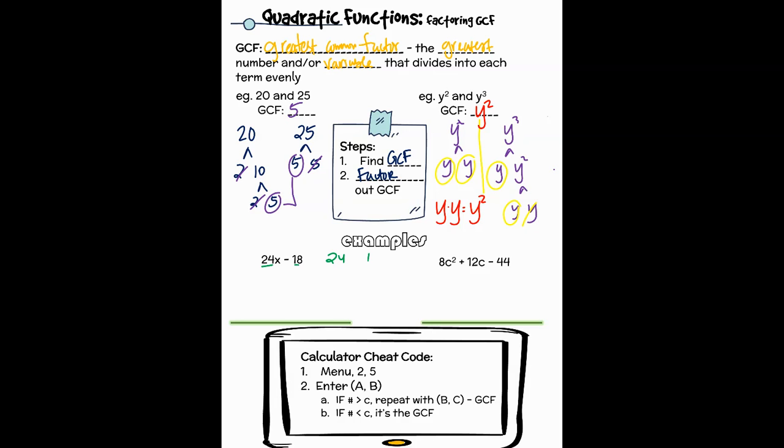So we've got 24 and 18. We've got 2 and 12, 2 and 6, 2 and 3. Here we've got 2 and 9, 3 and 3. What do we have? We have a 2 in 24 and a 2 here. No more 2s over there. We've got a 3 here, and no more 3s. So our greatest common factor is going to be 2 times 3, which is 6. This is our greatest common factor.